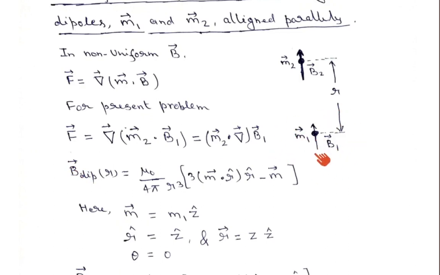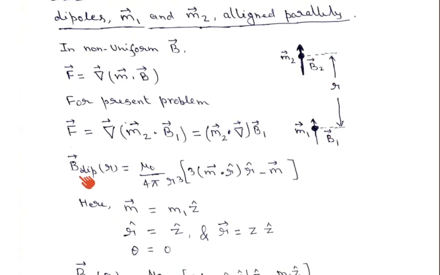Okay, so m is equal to m1 times z unit vector, that is along the z direction, and r unit vector is along this direction. So r unit vector is along the z direction, that is the z unit vector, which means r unit vector is equal to the z unit vector. And r vector will be equal to z times z unit vector, because I have kept these dipoles on the z axis. Whether you take r or z, that is the same, but I am taking z. The dipoles are aligned parallel, which means theta is equal to 0.